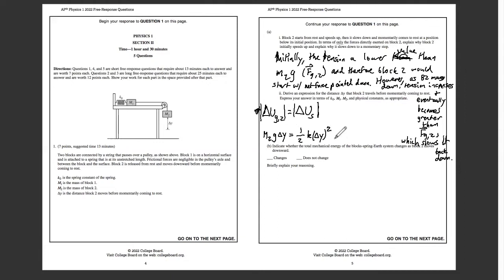And so therefore, what I can go ahead and say is delta Y, K naught. Delta Y, I can cancel out one delta Y, and I'm going to be left with 2 M2G over K naught. And that is going to be my answer for delta Y. Indicate whether the total mechanical energy changes as block 2 moves downwards. It does not change because there is no friction.